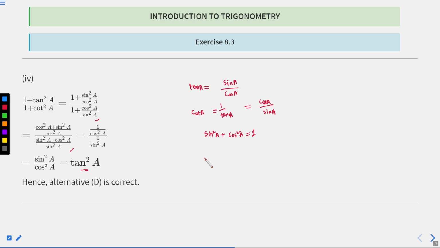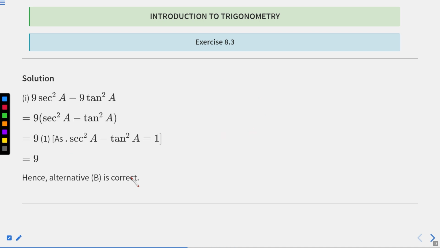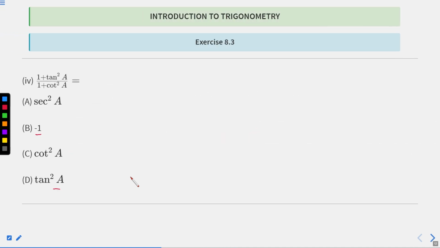So in question number 3 here, (1 plus tan square A) by (1 plus cot square A) is equal to tan square A. So let us see which option is correct. Here in option D we have tan square A. So the correct answer is option number D. Okay, so option number D is the correct answer.